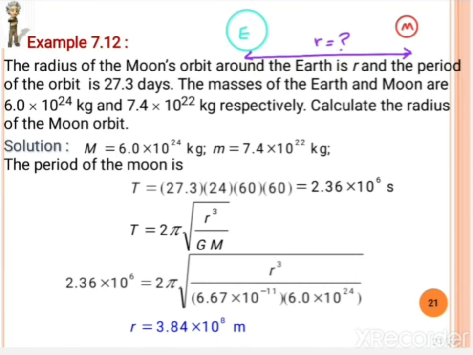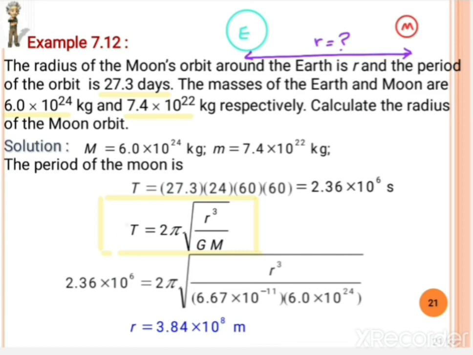We go to example 7.12. The radius of the Moon's orbit around the Earth is r, and the period of the orbit is 27.3 days. The masses of Earth and Moon are 6 times 10 to the power of 24 and 7.4 times 10 to the power of 22 kilograms. Calculate the radius of the Moon's orbit. Alright, so this one is Earth, this one is Moon. So calculate r by using the formula period T equal to 2 pi times the square root of r cubed over GM.